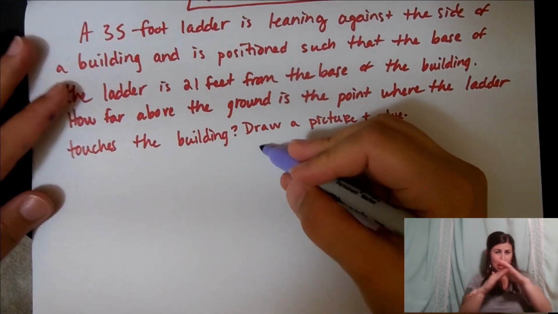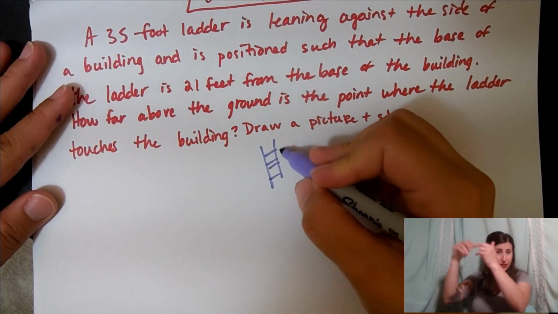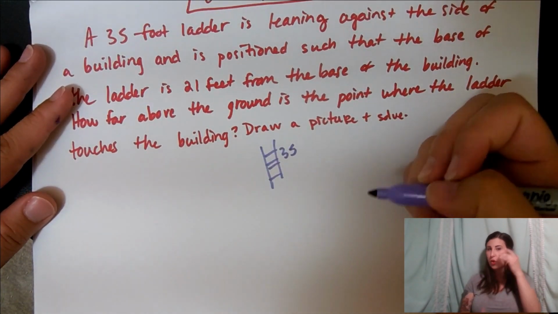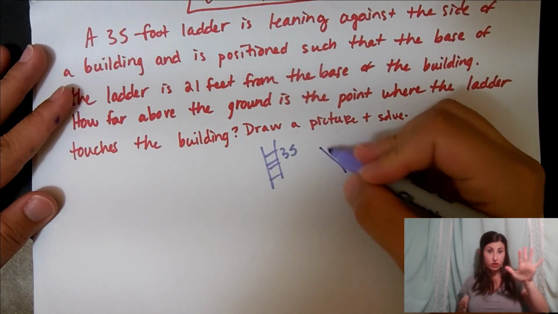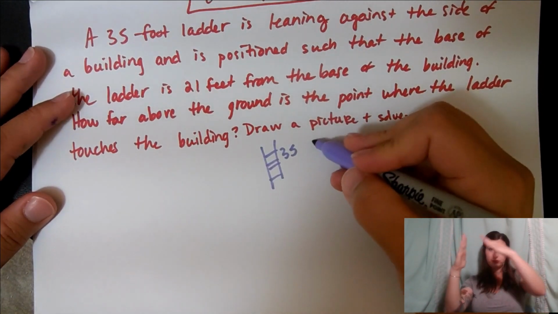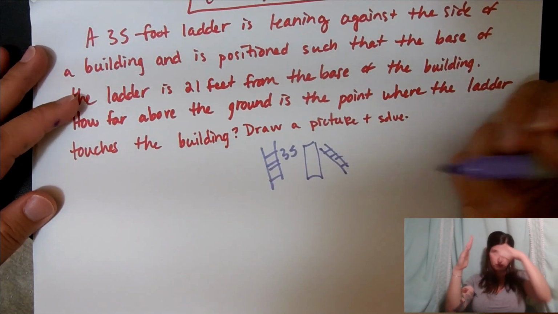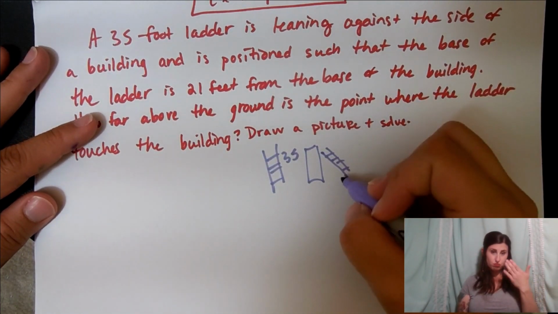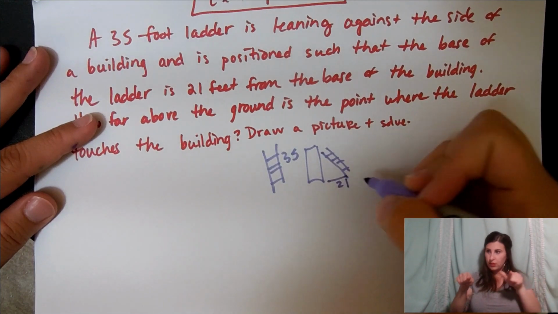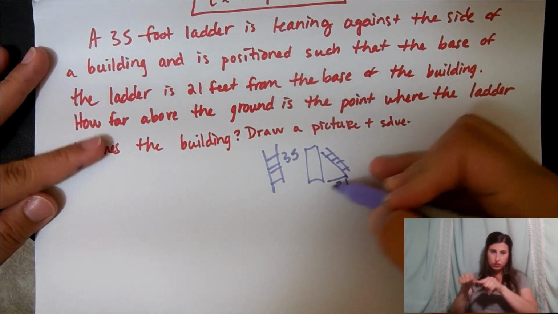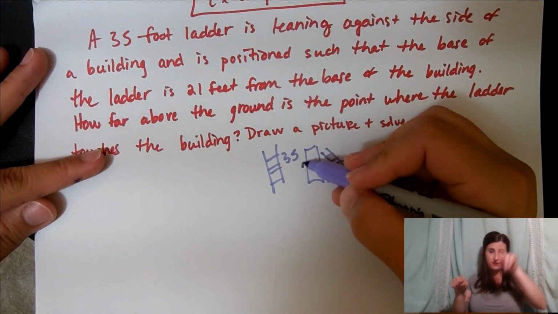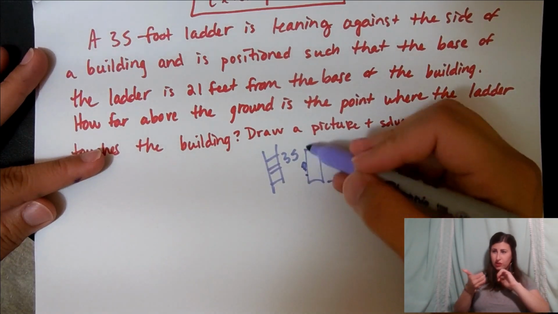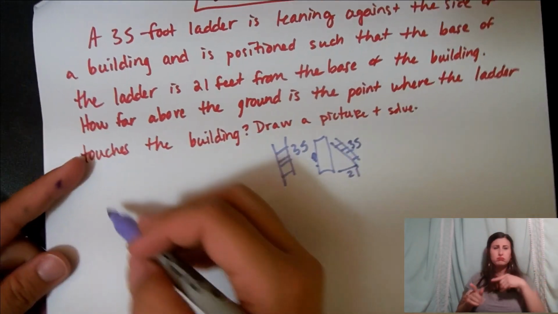All right, so we know that we have a ladder that's 35 feet and it's leaning up against a building. The base of the ladder is 21 feet from the base of the building. Okay. How far above the ground? So how far is this? And this is 35. So let's draw a better picture.